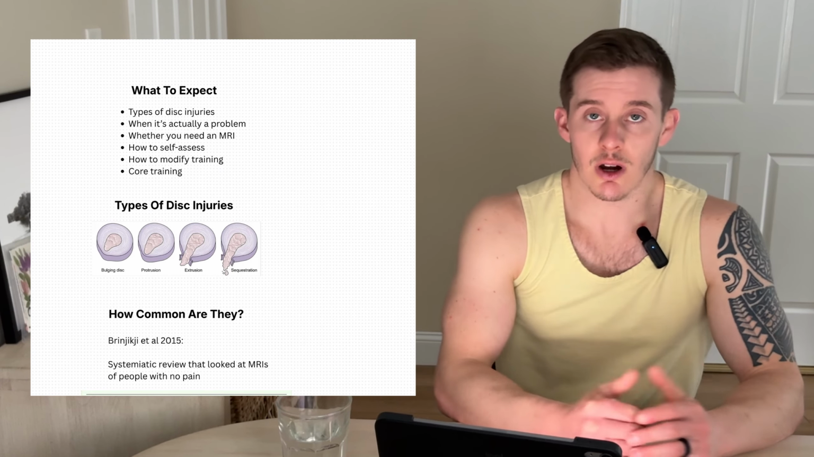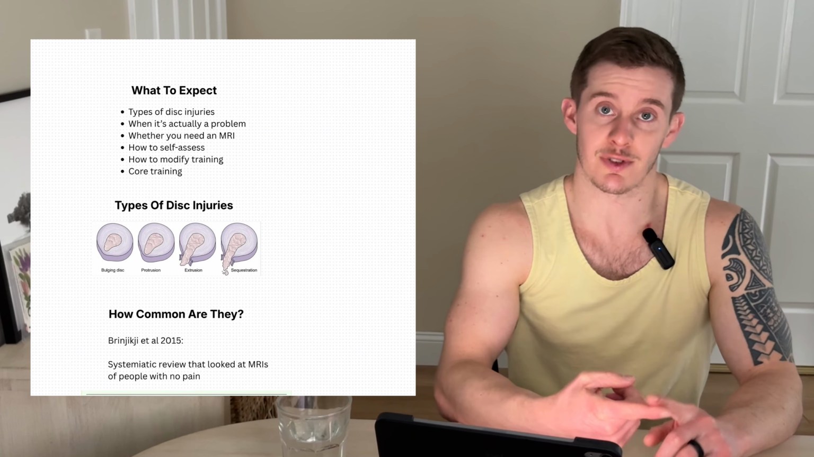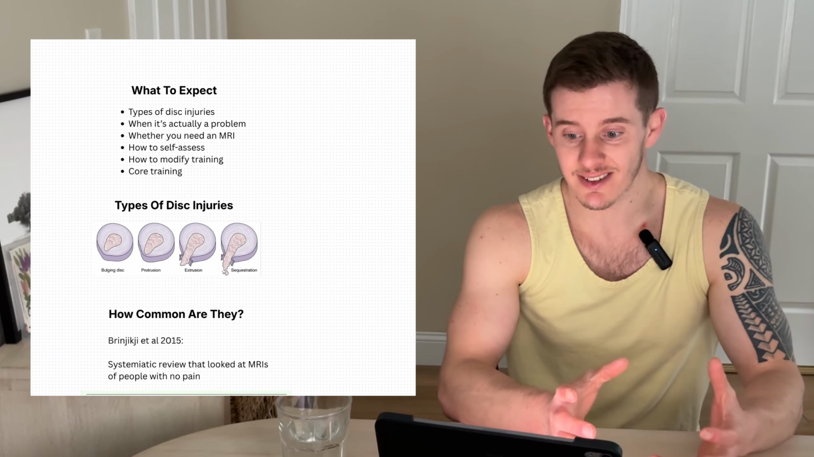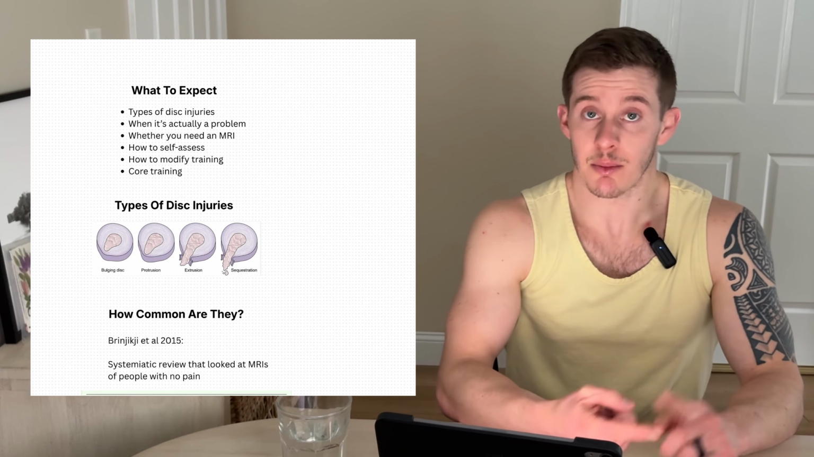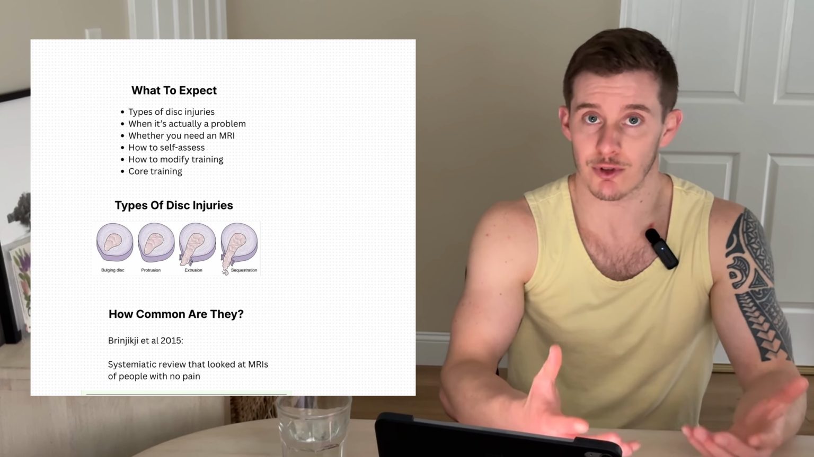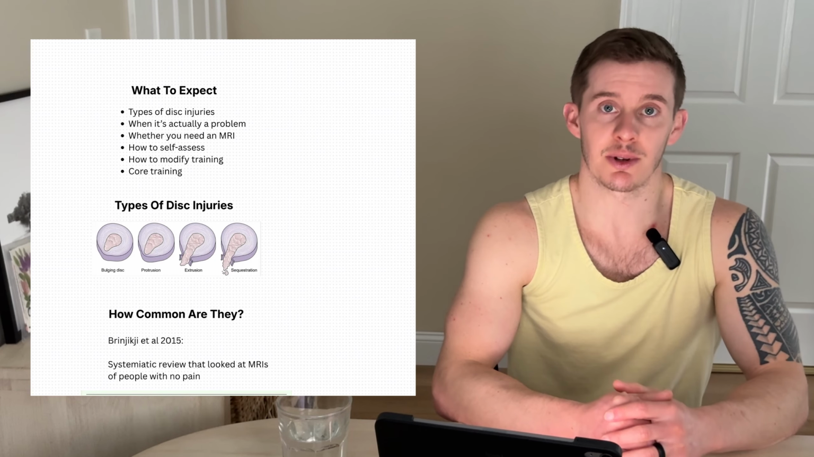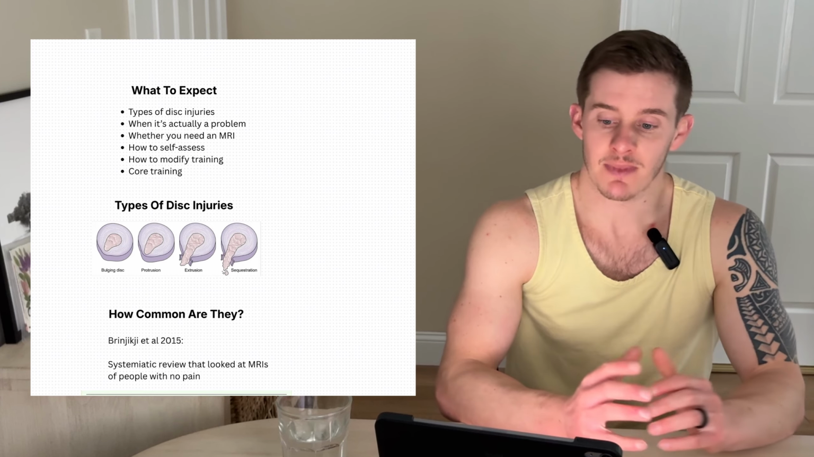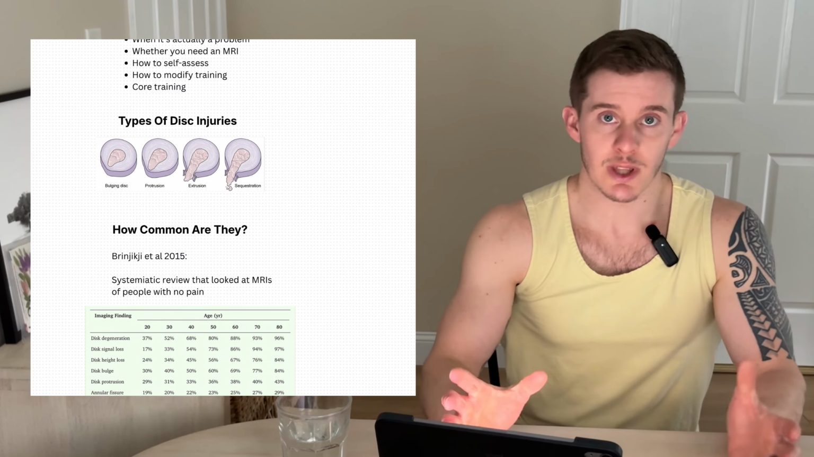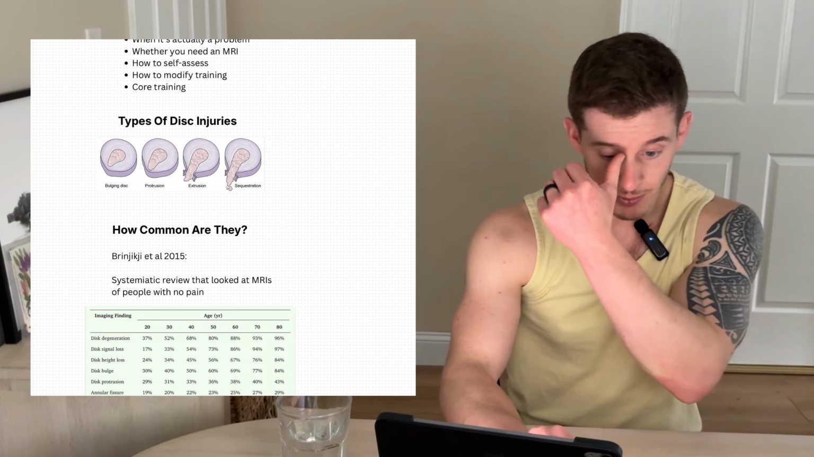What you can expect in this video is we're going to first go over the different types of disc injuries, when it's actually a problem, when it's not a disc injury, whether you need an MRI for your back pain or for your disc injury, how to self-assess what's going on for you, and then how to modify your training around your injury and how to implement core training safely and effectively in the presence of back pain or a disc injury. So with that being said, we'll jump right into things. And overall, let me pull up this little tool here.